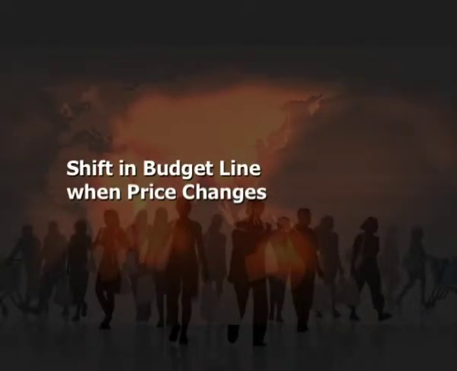Now a question arises: how does a budget line shift when price changes? A change in product prices shifts the budget line. A decline in the prices of one or both products would increase the real income, which leads to a shift in the curve to the right. Conversely, an increase in the prices of one or both products would decrease the real income and will shift the curve towards the left.